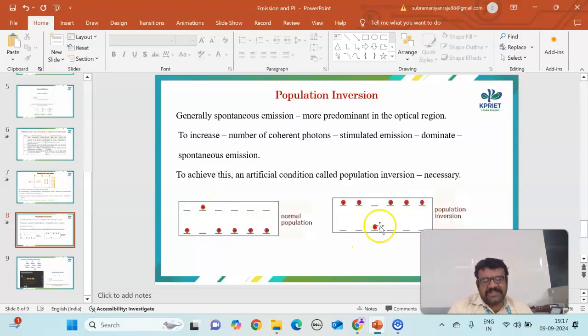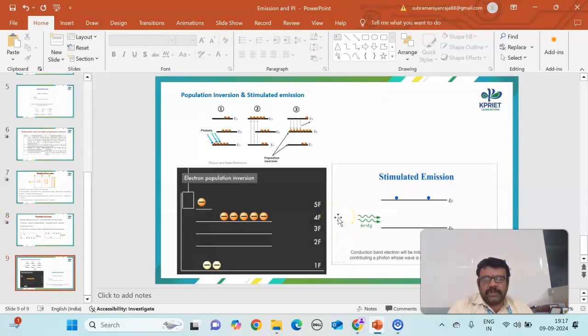Whereas in population inversion, you have only one atom in the ground state. Your population is completely inverse, which means more atoms are in the excited state. So this is the condition of population inversion, which is the inverse of the normal population, so we call it population inversion. This is the schematic diagram of population inversion and stimulated emission. You have more atoms in the excited state than in the ground state. As a result, your photon count is increased here and there.